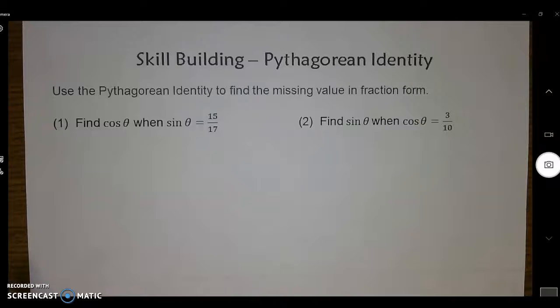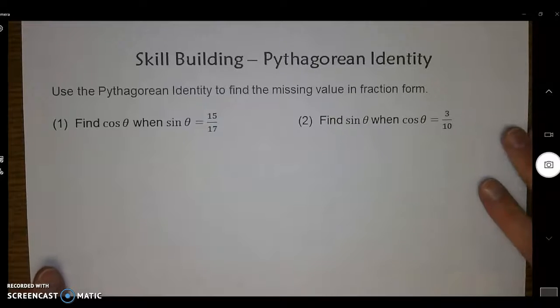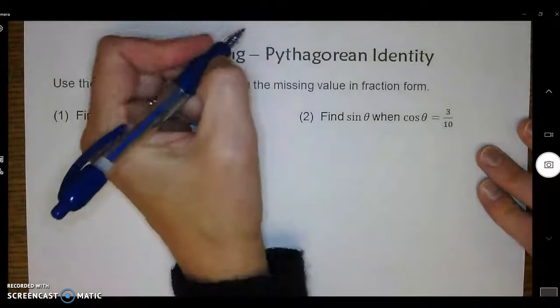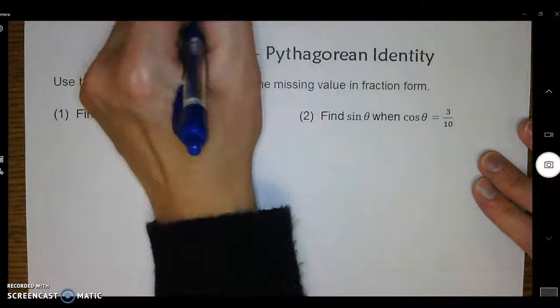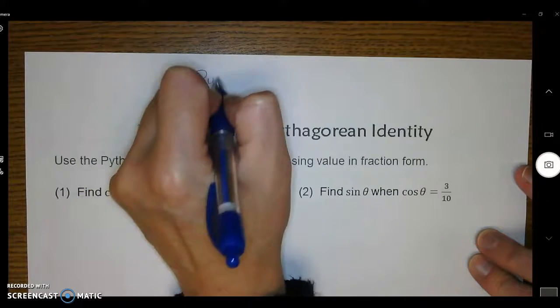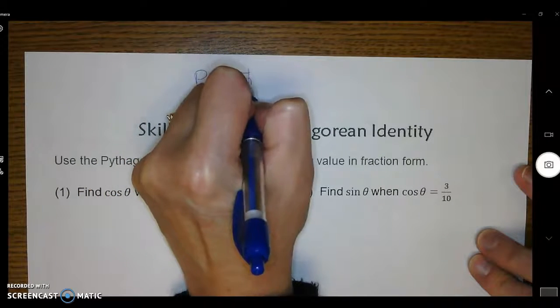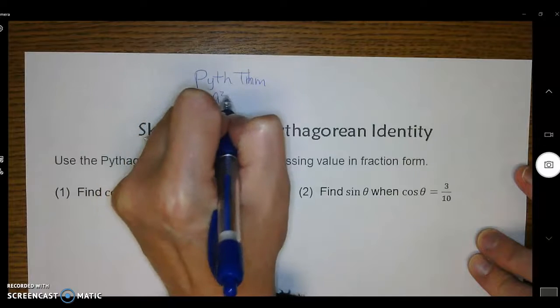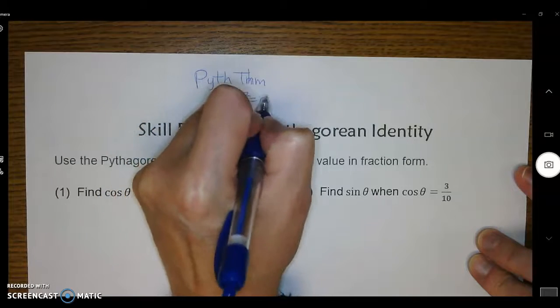Today we're going to talk about the Pythagorean identity. Use the Pythagorean identity to find the missing value in fraction form. This is related to the Pythagorean theorem. So the Pythagorean theorem is a squared plus b squared equals c squared.